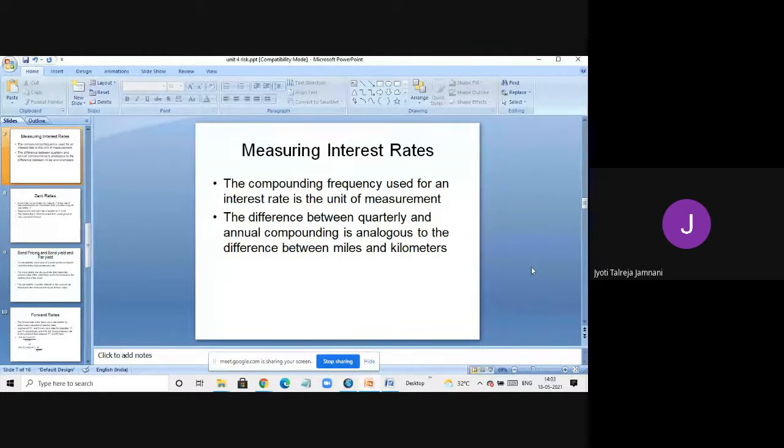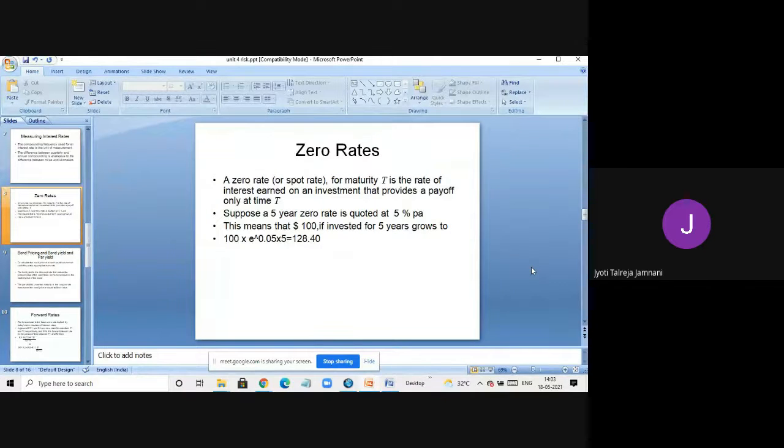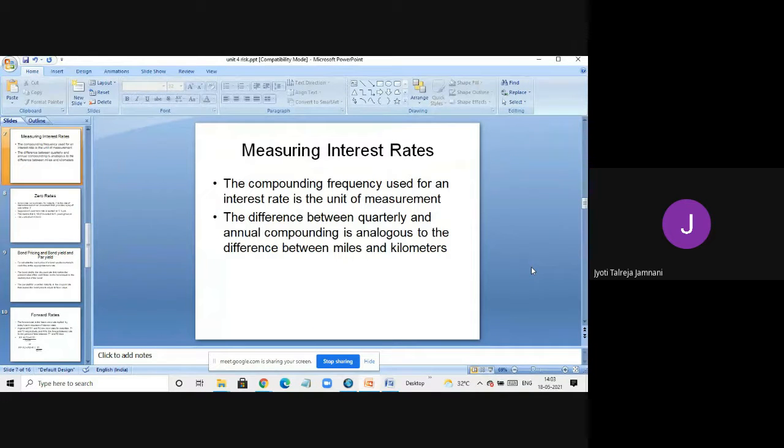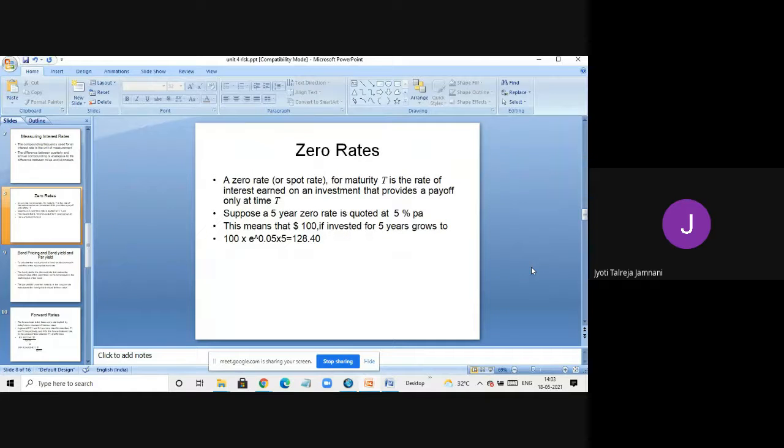Usually, in case of the derivatives market, the interest rates are measured continuously. We do continuous compounding. So we always use the e raised to formula, because the e raised to formula gives us the continuously compounded value. Whereas for the normal rate, we use the natural log formula. Okay, I hope you remember all those things which we did in the first unit.